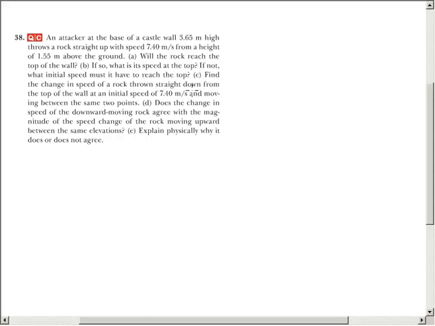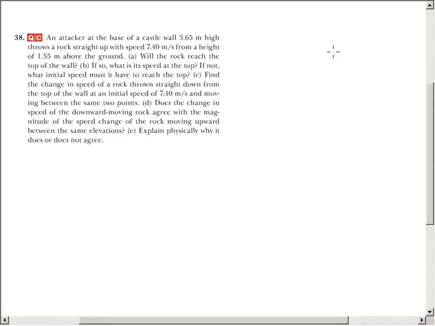C. Find the change of the speed of a rock thrown straight down from the top of the wall at an initial speed of 7.4 meters per second and moving between the same 2 points. D. Does the change in speed of the downward moving rock agree with the magnitude of the speed change of the rock moving upward between the same elevations? E. Explain physically why it does or does not agree.